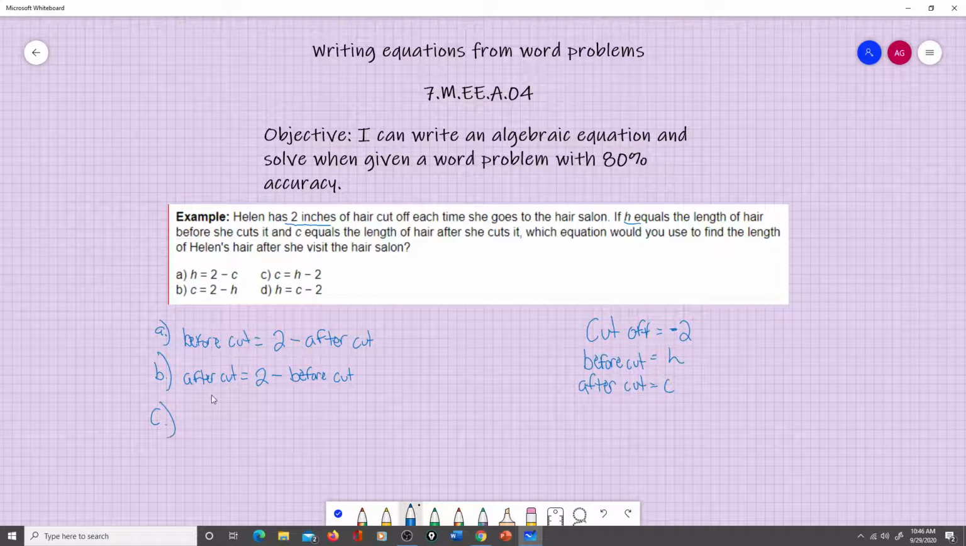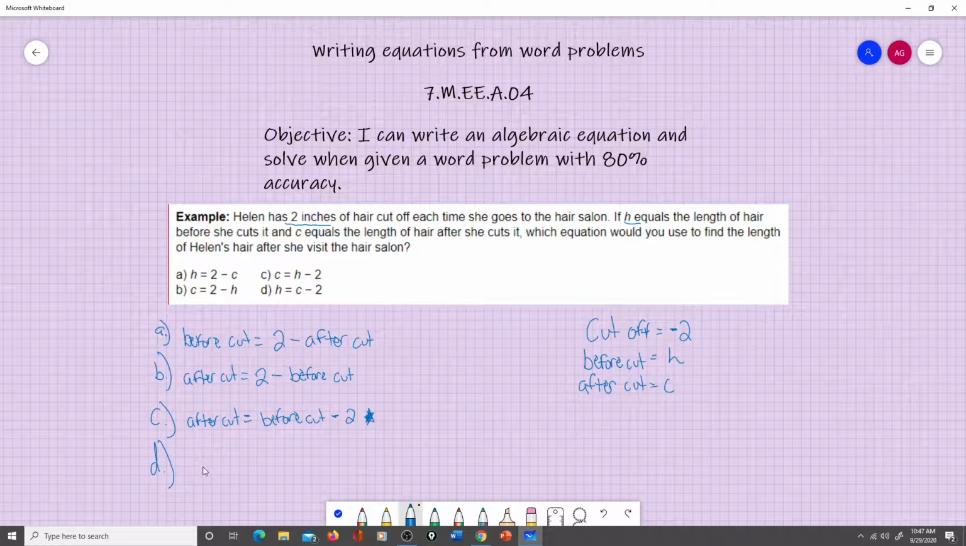If we look at C, then C tells us that after our cut is equal to our hair before we cut it minus the 2 inches. So this one does make sense, right? Before we cut our hair, we have some length. We subtract 2 inches of hair, and that tells us how long our hair is after our cut. That's equal to after our cut. So this one does make sense, the way it's written. So we'll just star that one, but we want to look at the last one as well.